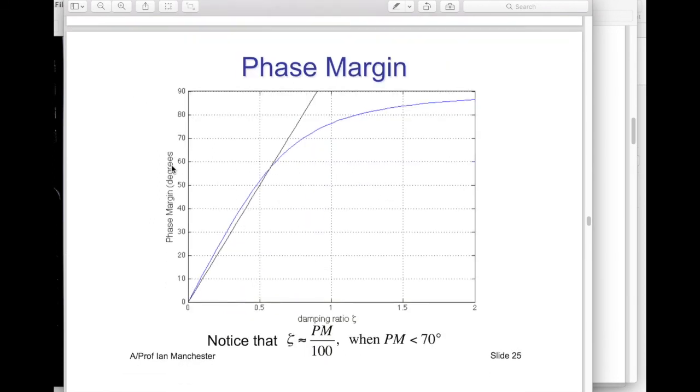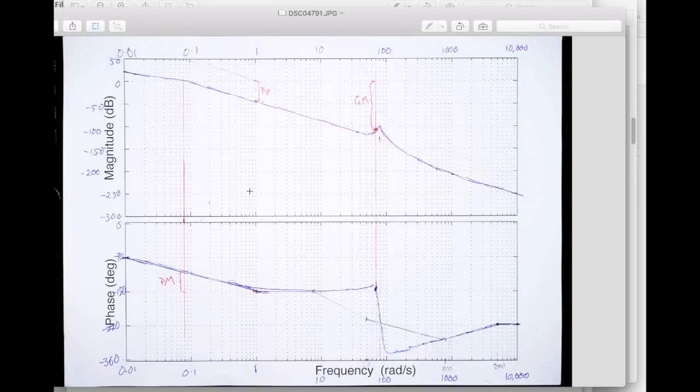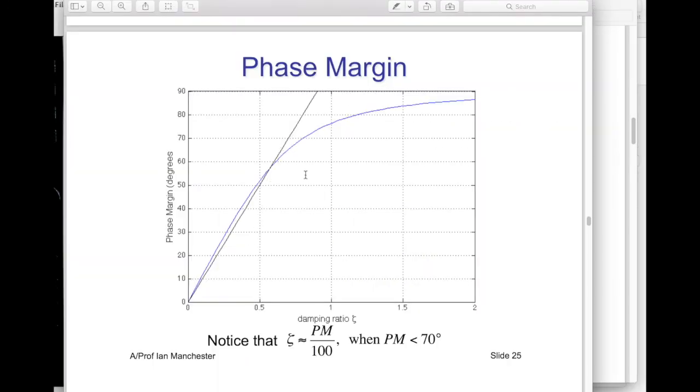There's actually a relationship here. Up to about a phase margin of 70 degrees, there's an approximate formula that the damping factor is approximately phase margin divided by 100. So in this system, with the gain up here, the phase margin is very small, so the damping factor is also going to be extremely small. For a system with a very small damping factor, you're going to get lots and lots of oscillations, and it's going to take a very long time to settle. So we need to get rid of that.